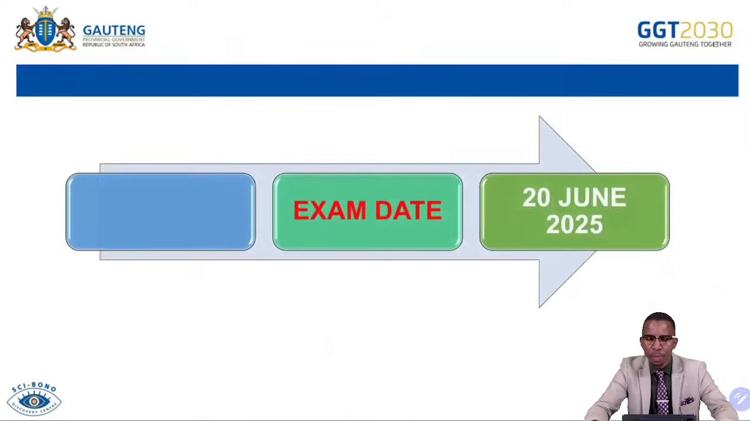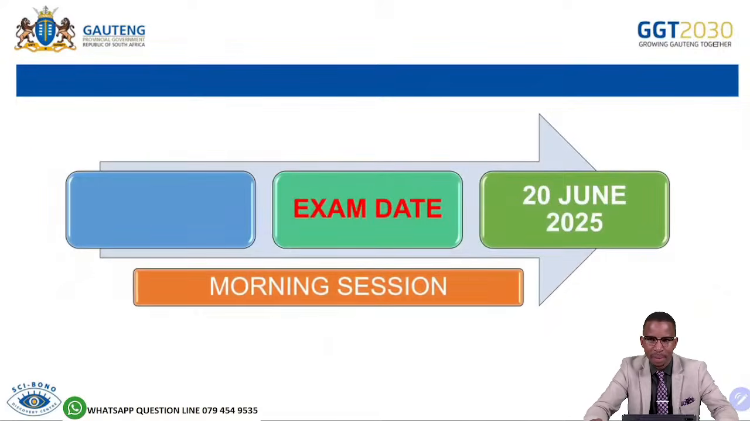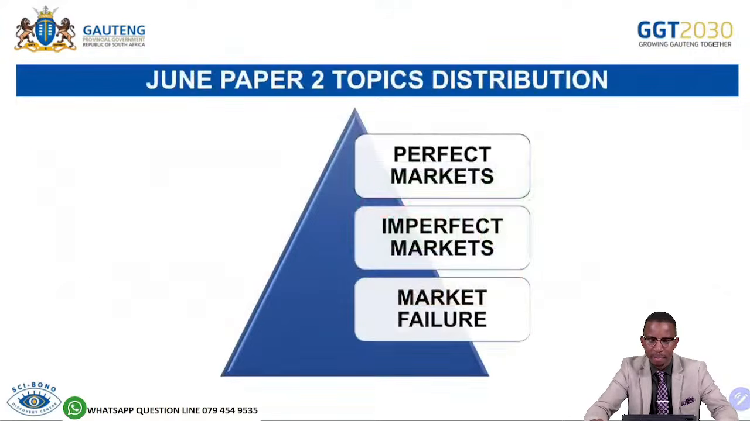So exam date is tomorrow, the 20th, in the morning. Economics paper 2. And we wish you all the best. It's a morning session. Topics to be considered: perfect markets, imperfect markets, and the market failures.